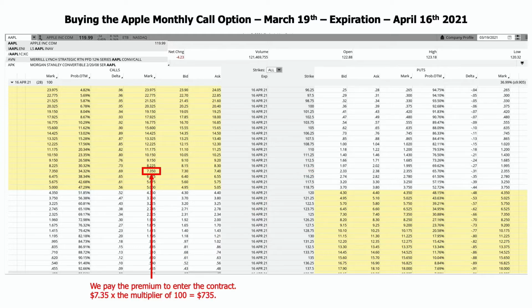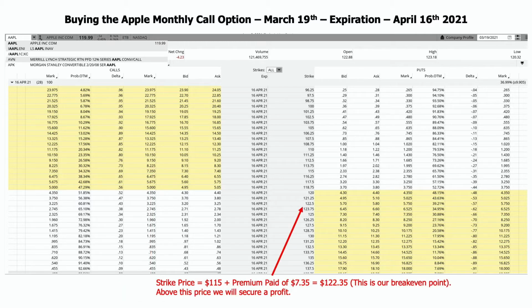We can see here that our premium for the 115 strike is $7.35. We need to times that by 100 because one options contract is 100 shares. So we get to the total amount of $735. The $735 is the total risk we have in this options contract. We can't lose more than the $735.